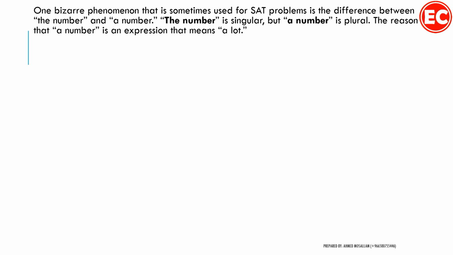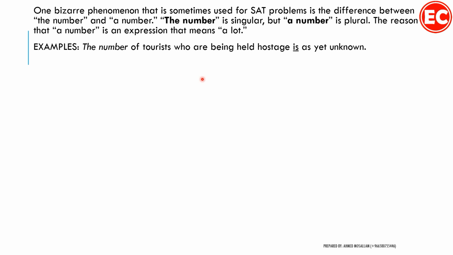Okay, this is the last slide, inshallah, with us. The words the number and a number. From the first look, a number looks like it's singular. No, it's plural, and the number will be the singular one. Just try to remember it like this: a number is plural, and the number is singular. Example here: the number of tourists who are being held hostage is, as yet, unknown. Here, the number of the tourists, the tourists do not decide the verb, but the number is always singular. So the number is as yet unknown.